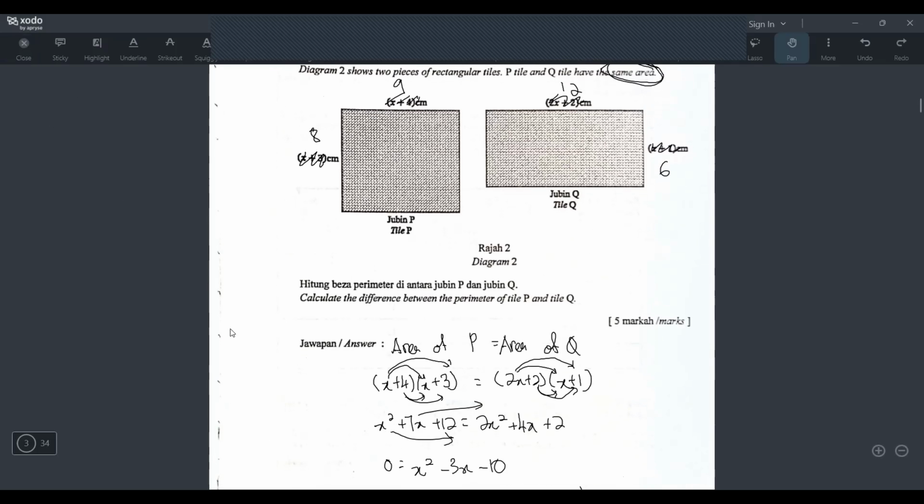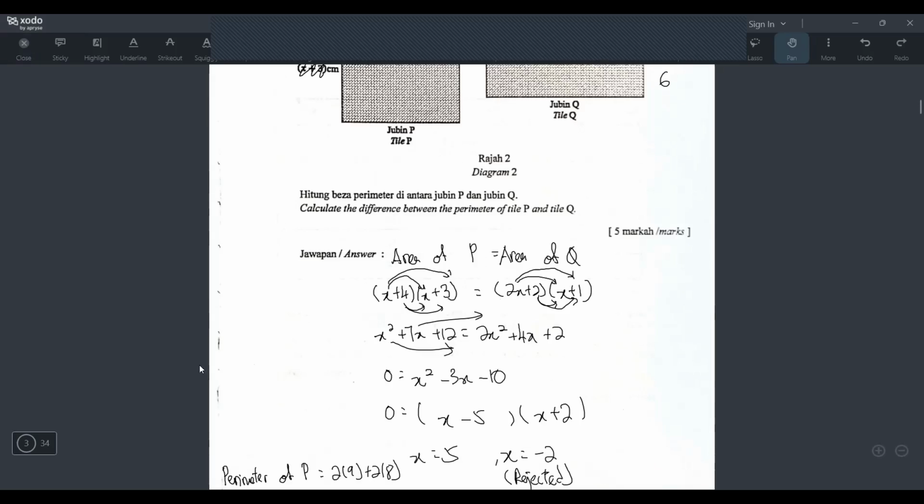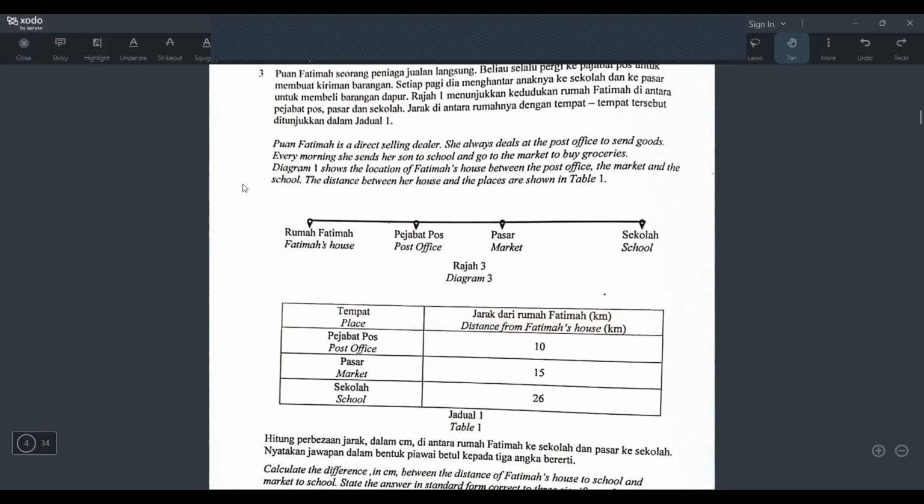Let's go to perimeter of Q. 12 plus 6 plus 12 plus 6. So you can also say that 2 times 12, and then plus 2 times 6, right? 2 times 12 is 24. What is 24 plus 12? 36. So now I have my perimeter P, perimeter Q. Now we can find the difference, which is just take besar tolak kecil. So besar tolak kecil, 36 minus 34 equals 2 cm. So that's how you get 5 marks, right?